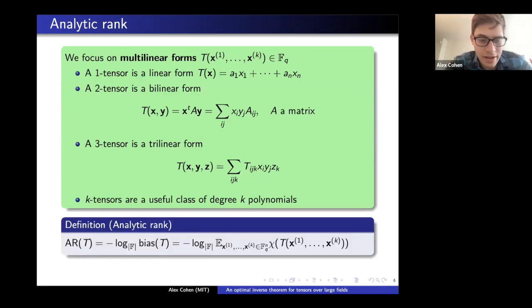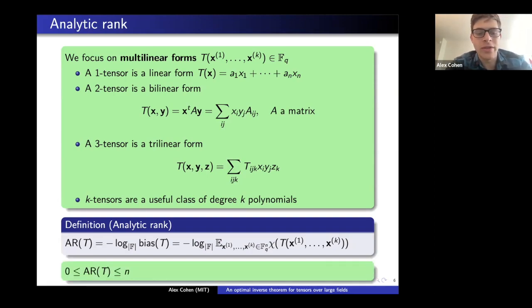So the analytic rank is defined in terms of the bias, and it's defined to be the negative log of the bias. So the smaller the bias, the larger the analytic rank. And the larger the bias, the smaller the analytic rank. So analytic rank small means that there's some unexpected bias in the tensor.